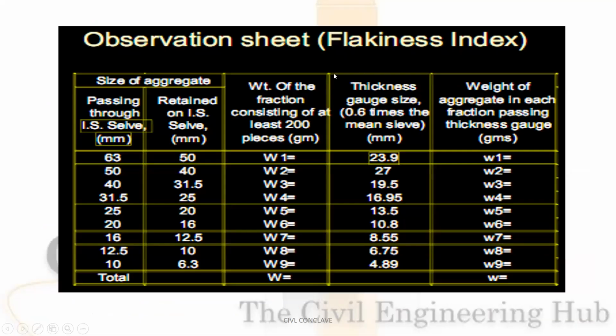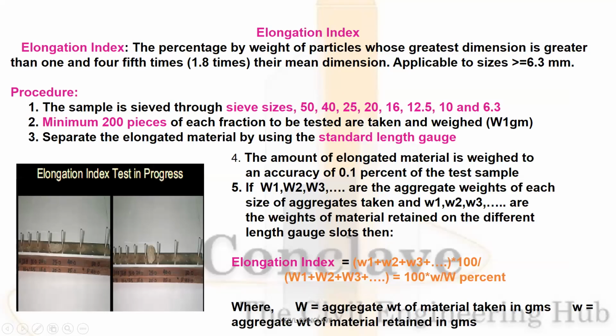See, this is the methodology of creating an observation set. For example, 63 mm, what is passing through, retained at 50 mm, weight of the fraction, thickness gauge sizes, weight of aggregate, etc. This is the methodology of creating an observation table for the test.